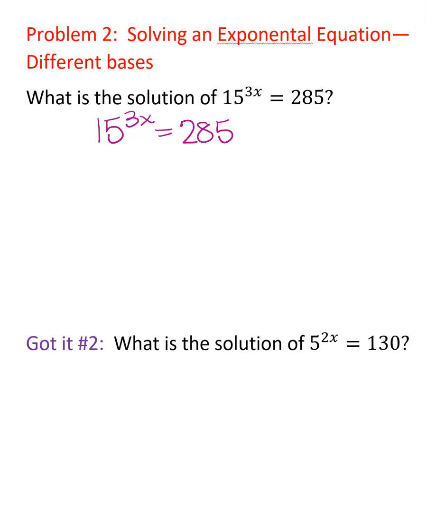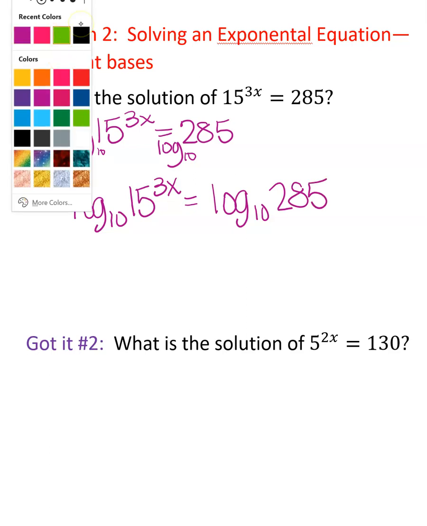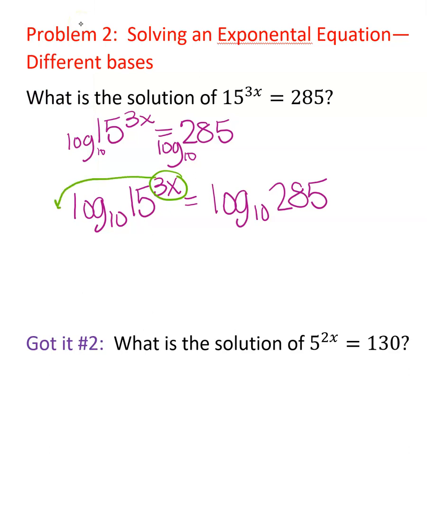Now, what we're going to do is take the log of both sides so that we can put them in common with each other. So we're going to take the log of this side as well as the log of that side. When we do that, our base is 10. You can write it or not write it, whatever you want. And then what we're going to do is swing this 3x down in front.